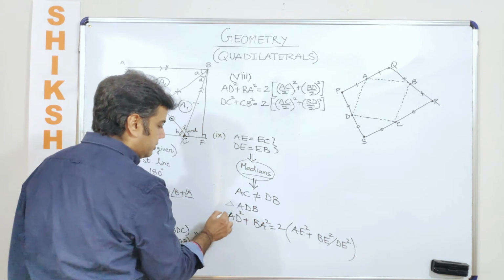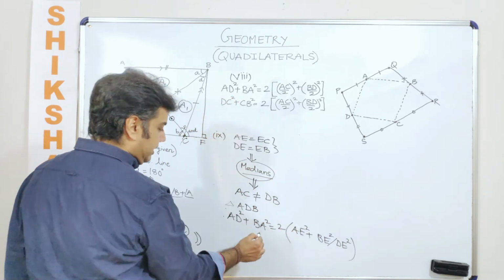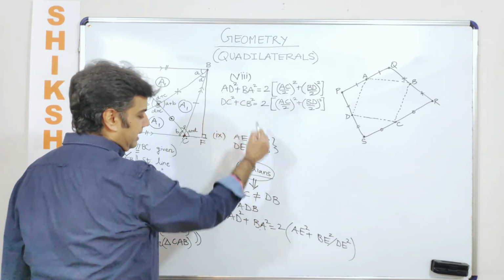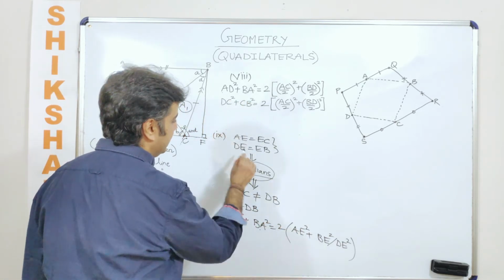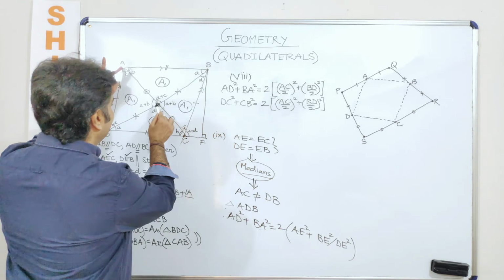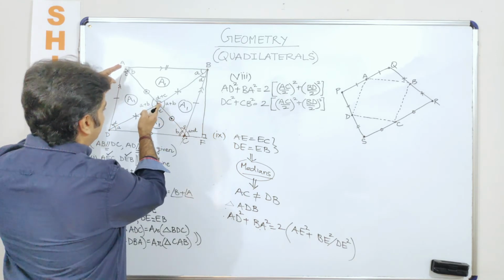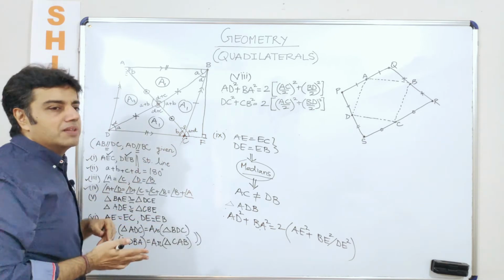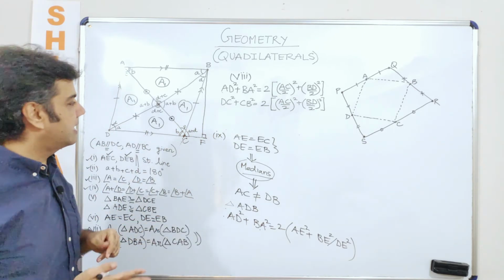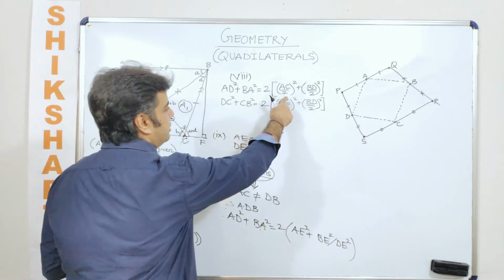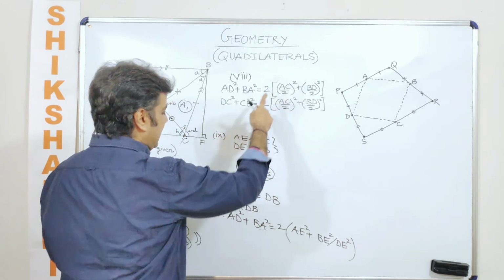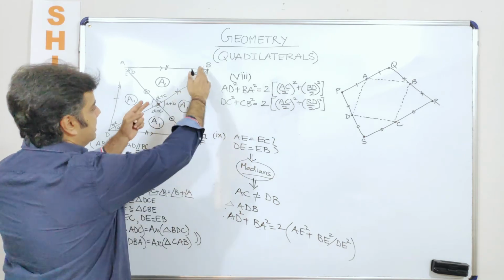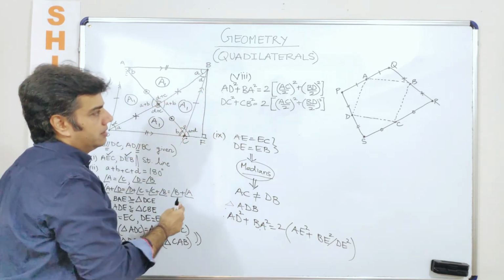So using now this Apollonius theorem, I am just reframing this. So how do I reframe this? AD square plus BA square is twice of, how much is AE? Now we know that AE is half of the line segment AC. So here we have written it as AC by 2. And similarly, BE is nothing but half of the line segment BD.